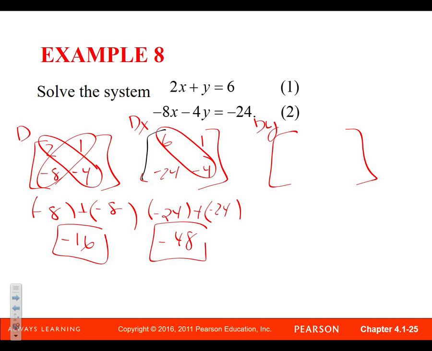What goes here? This one I'm going to leave alone, 2, -8, because those are the x values. But because this is the y one, I'm going to put the answers in for y. Okay, so notice that. The answers went in here for y. And over here, they went in for x. And over here, they didn't. So this is going to give me -48.